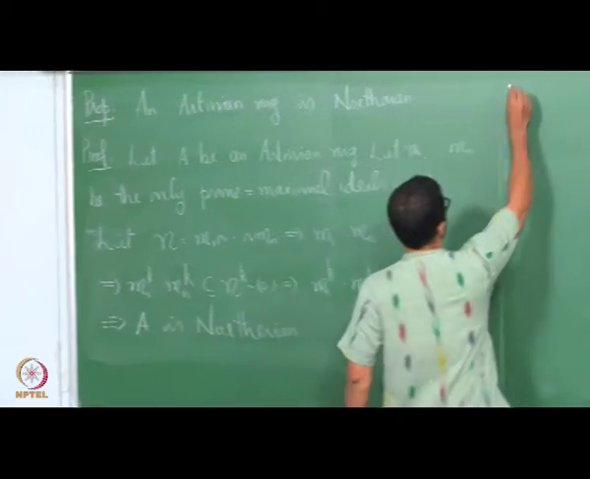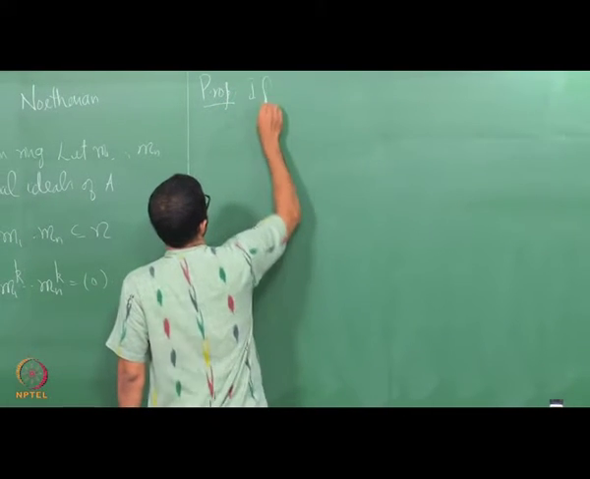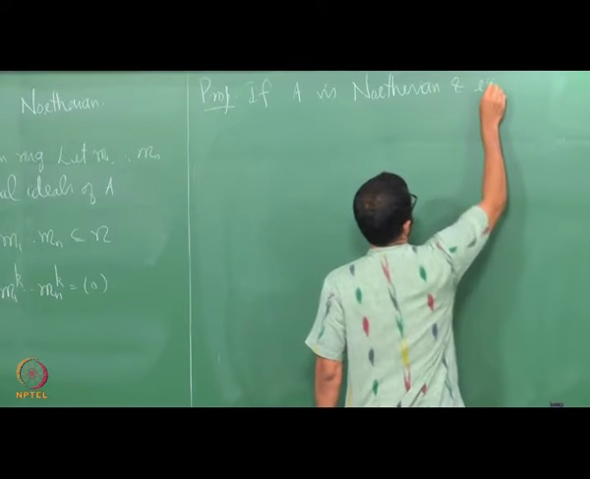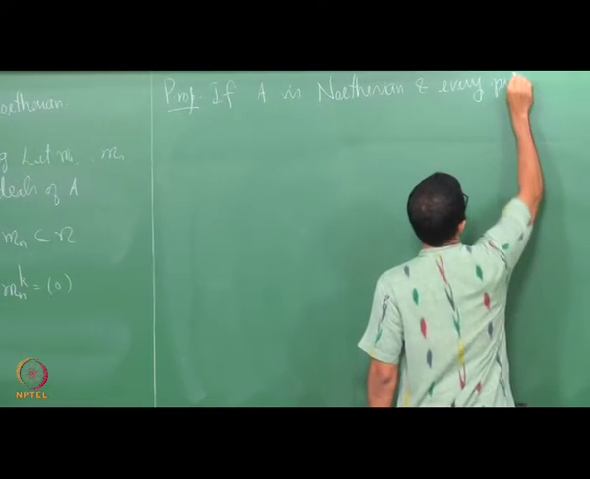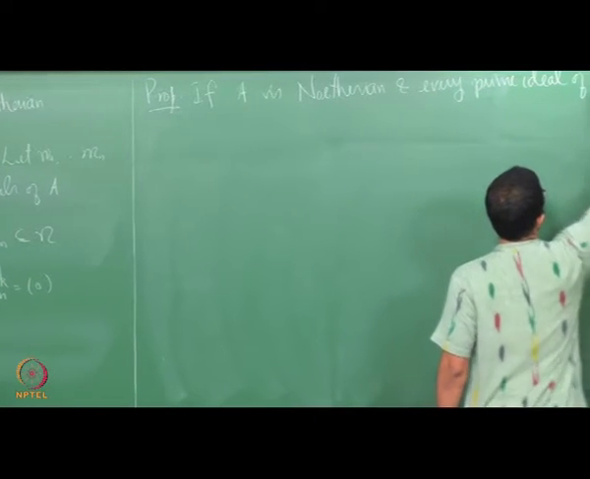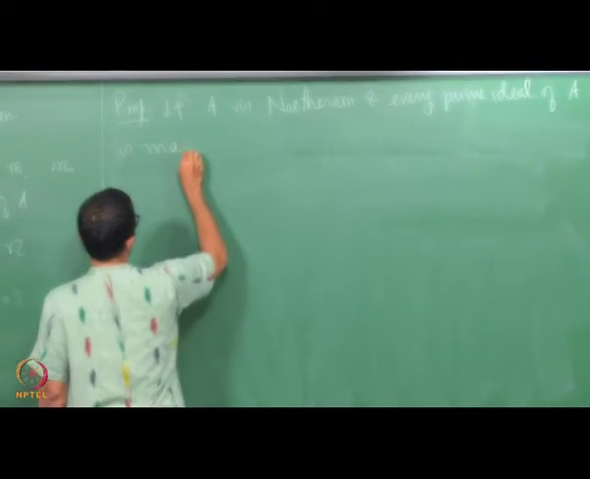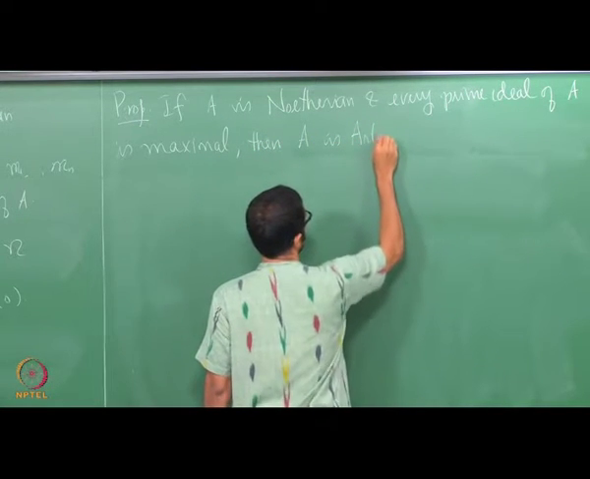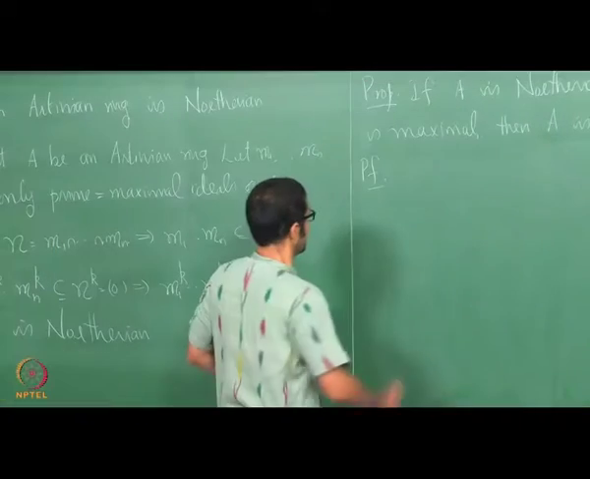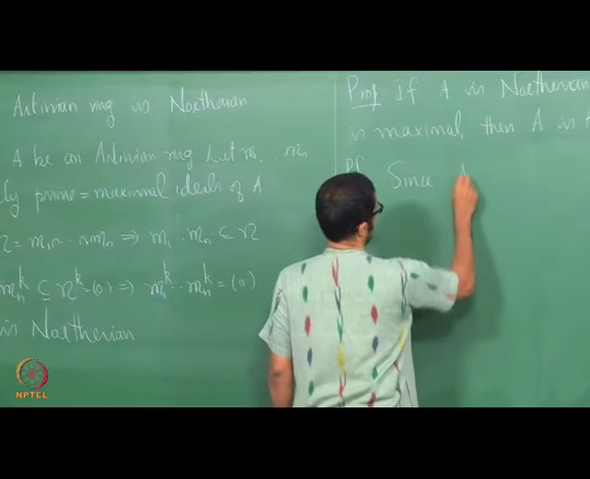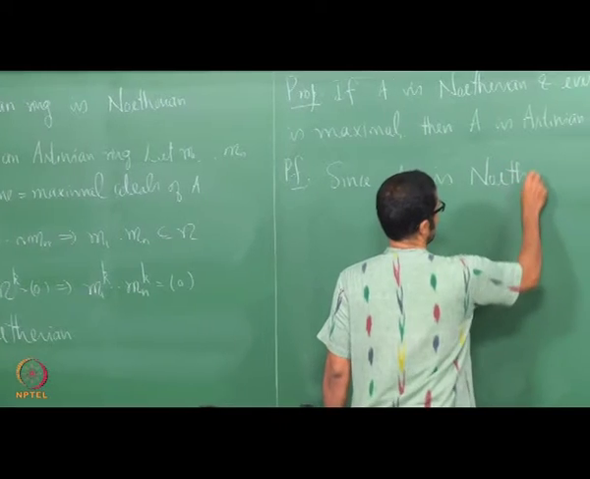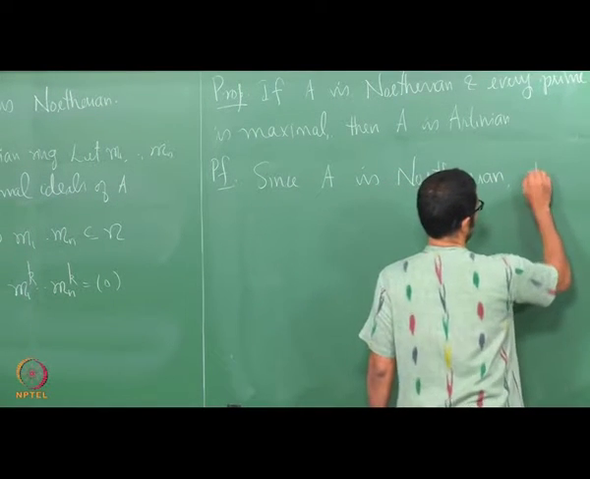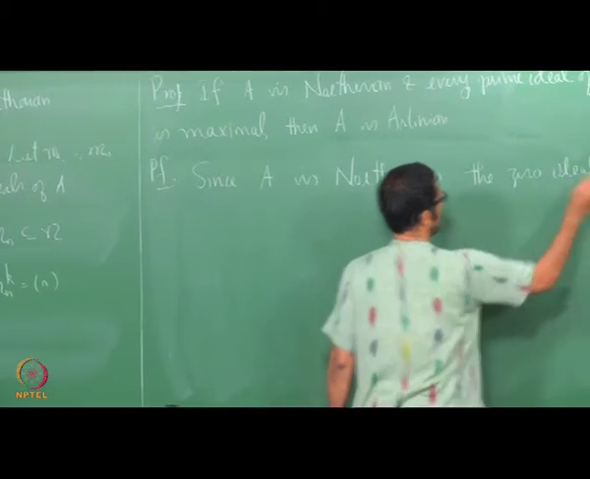So, therefore, the converse of this is: if A is Noetherian and every prime ideal of A is maximal, then A is Artinian. See, A is Noetherian, the 0 ideal has a primary decomposition, right. The 0 ideal has a primary decomposition.